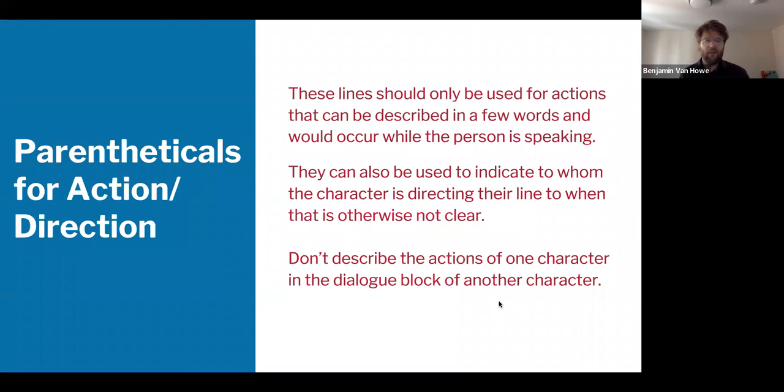So when you have parentheticals for a certain action or a direction, this can help us know who the character is speaking to. Just keep in mind that if the line is 2 or 3 lines, you would just move that to an action line. You wouldn't put that in a parenthetical. Also keep in mind that you don't want to describe another character's action in the dialogue block of a different character. You would again just put that in an action line.